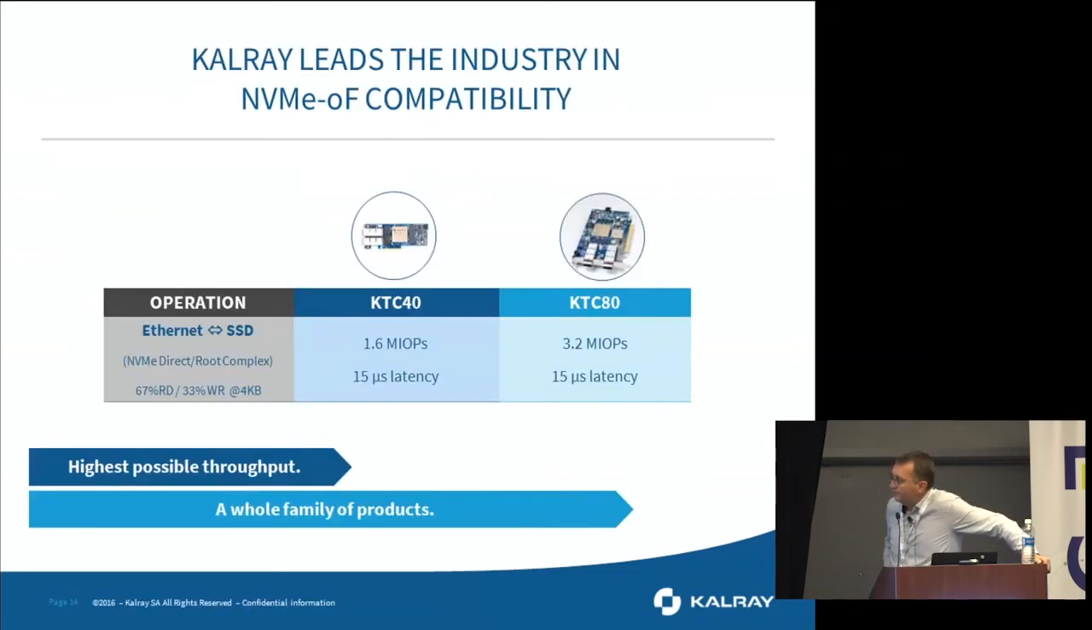If you look at the performance that you can get using these boards, on KTC40, we can deliver up to 1.6 million IOPS for 67% read, 33% write in random access mode. And for the KTC80, as we have twice the connectivity or sustained throughput, we can support up to 3.2 million IOPS. Meaning, if you look at these figures, that means that we saturate the 40 gig and the 2x 40 gig ports on these boards.